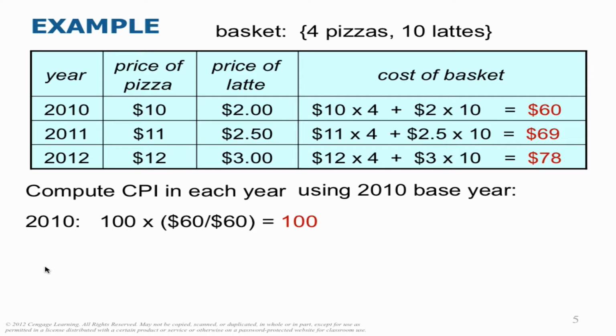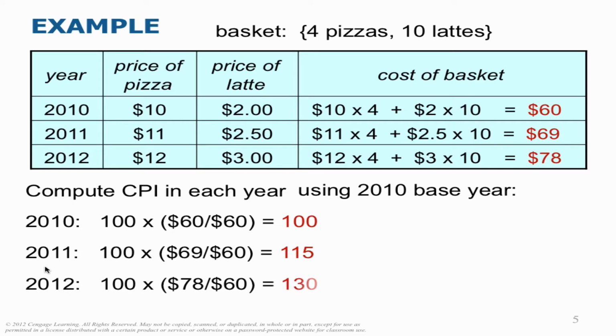What's the equation for CPI in 2011? I didn't say what's the answer. I said what's the equation? 69 over 60 times 100. So CPI in 2011 is 115. And the equation for 2012 is 78 over 60 times 100. So CPI in 2012 is 130.